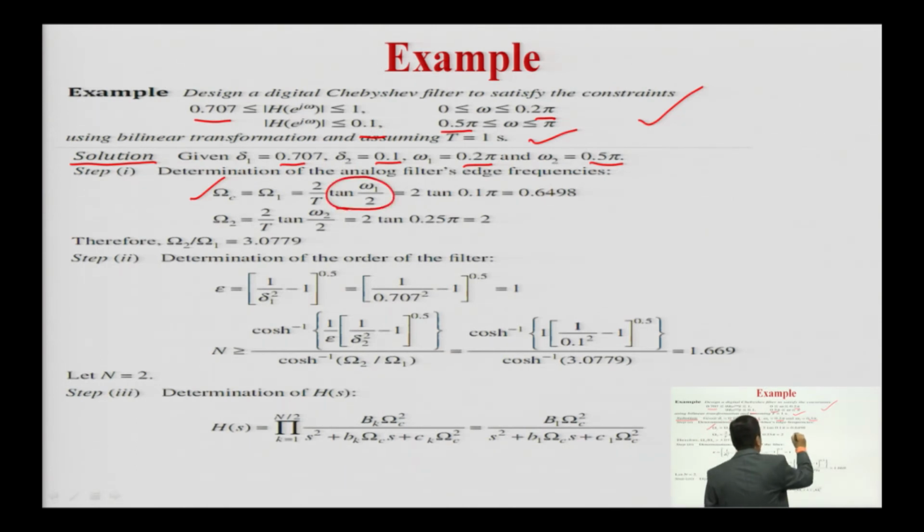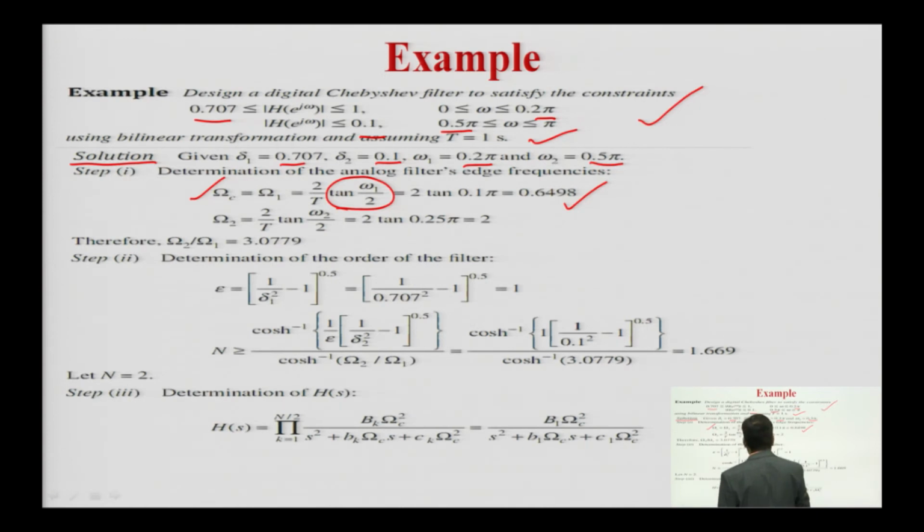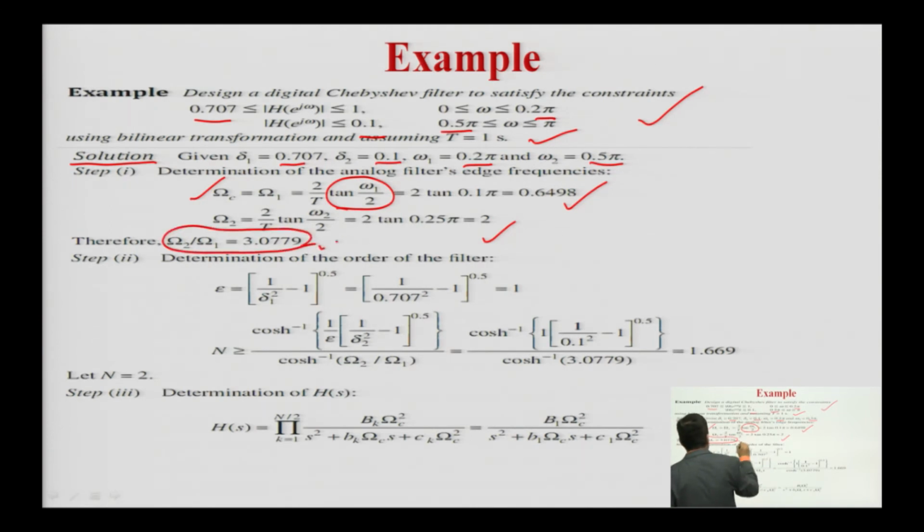If you put the value here, then your omega 1 is equal to 0.6498. Similarly, your omega 2, if you are putting the value here, and this ratio will be omega 2 upon omega 1 is equal to this one. So, the things remain the same here as in Butterworth, no difference.